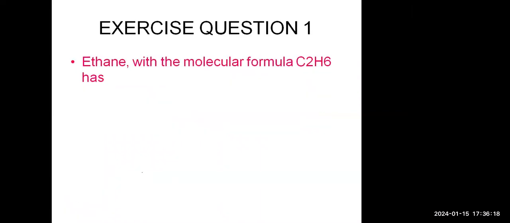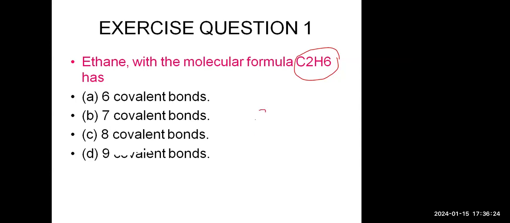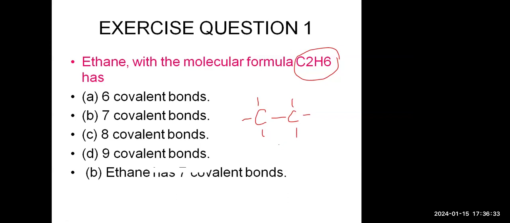Then ethane with molecular formula C2H6 has how many covalent bonds? So this is ethane. This is the structure. You can check how many bonds it has. So it has 7 covalent bonds. This kind of MCQs can come in the exam.